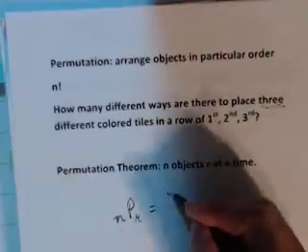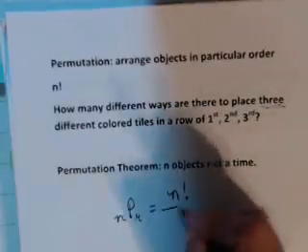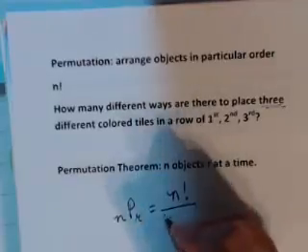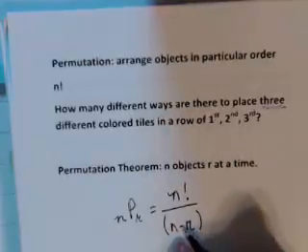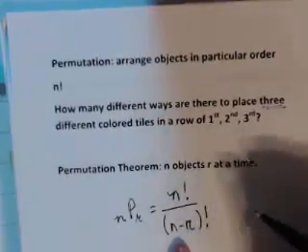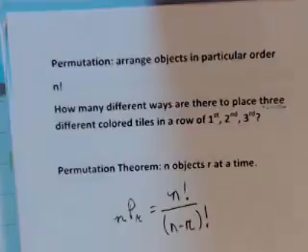And that's going to be n factorial over, in parentheses, n minus r. So you have to subtract them before you do the factorial.